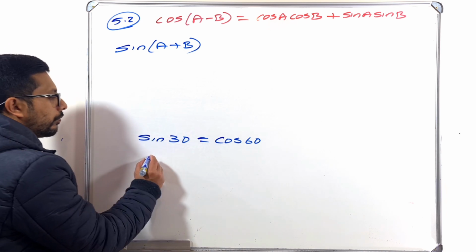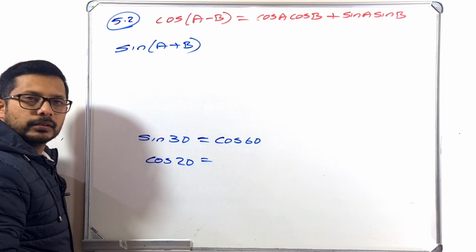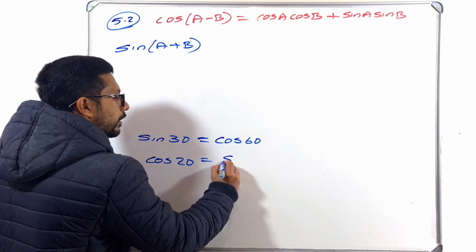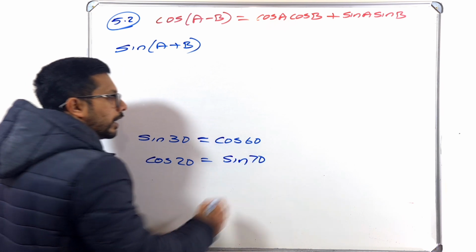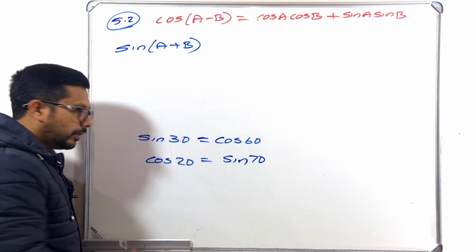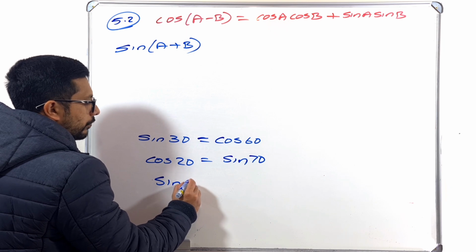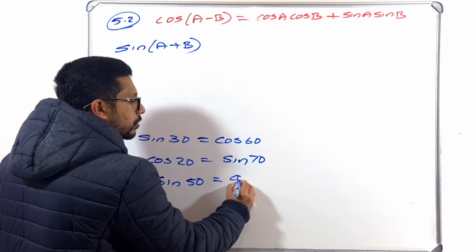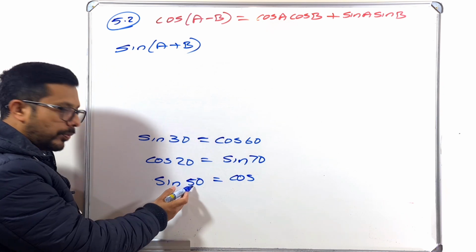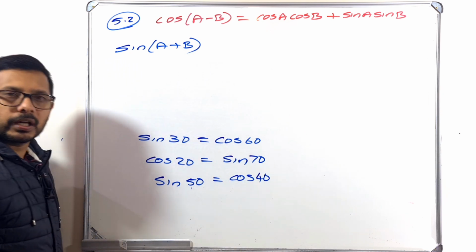Okay. Cos 20 is the same as sine of 90 minus 20, that is sine of 70. Another: sine 50. Cos of what? 90 minus 50, that is cos of 40. So we can convert like this.